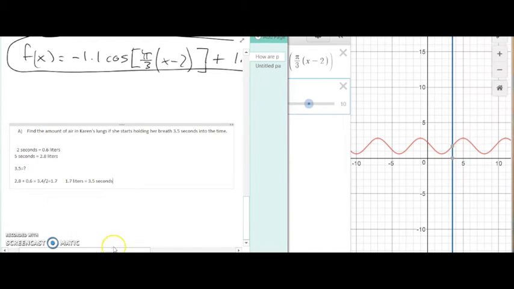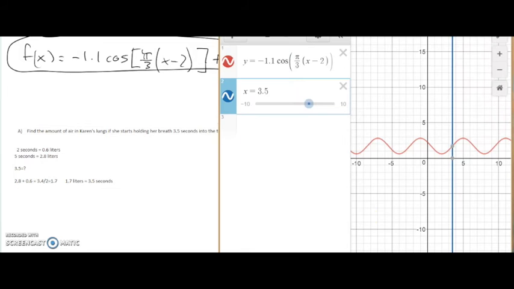You could also find this in a graphing calculator, but I don't have one, so I use Desmos. Right here, I input the equation, and when you want to find out how much air she has in her lungs, you just put x equals 3.5 in Desmos, and you will find the point, which is (3.5, 1.7). These are the points of the graph.